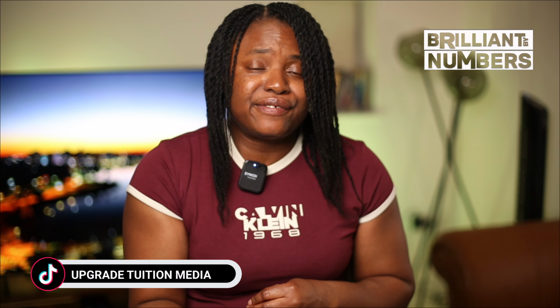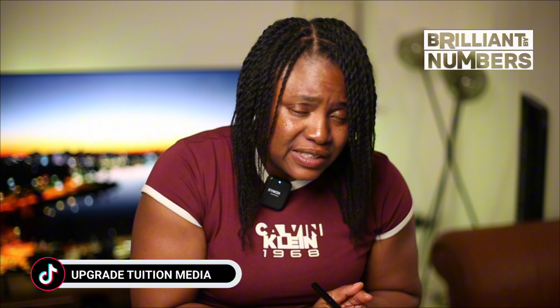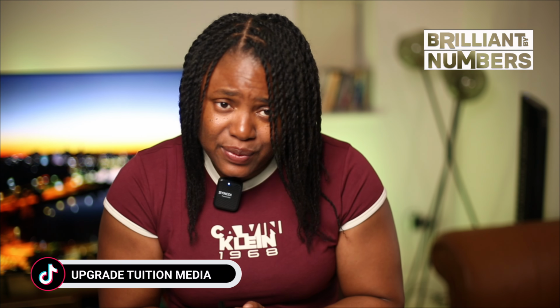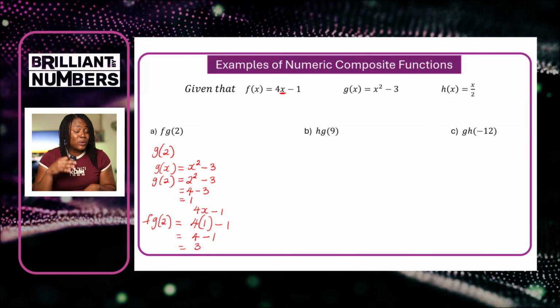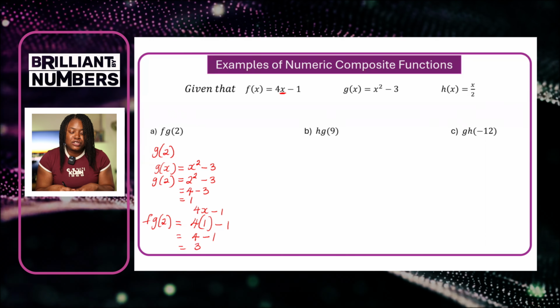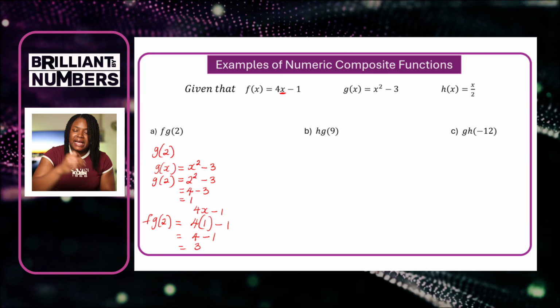Substitute the value we're given for x into the first function. The answer we get from that, we substitute in the second function. Absolutely fantastic. So now we go to part B, where we're asked to do h of g of 9. This simply means we need to do g of 9 first. When we get our answer from that, we're now going to put that into the function h.